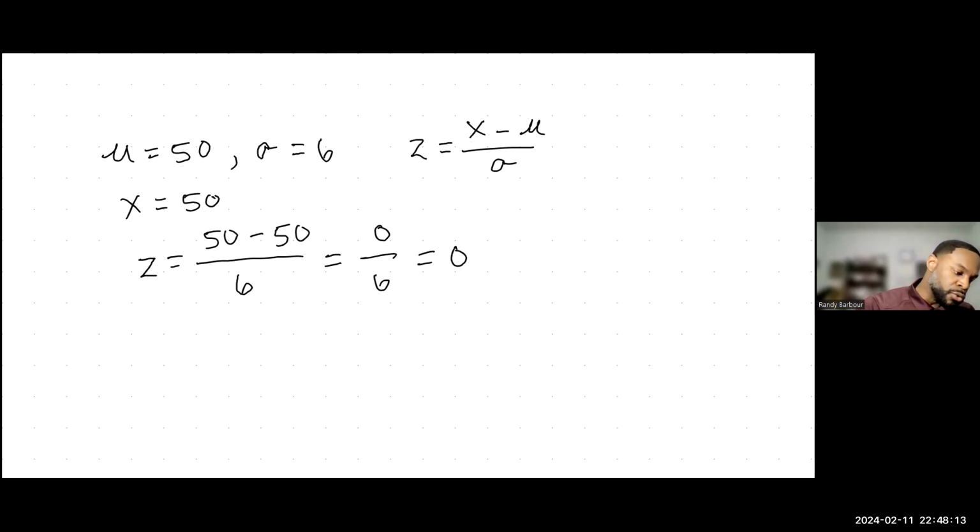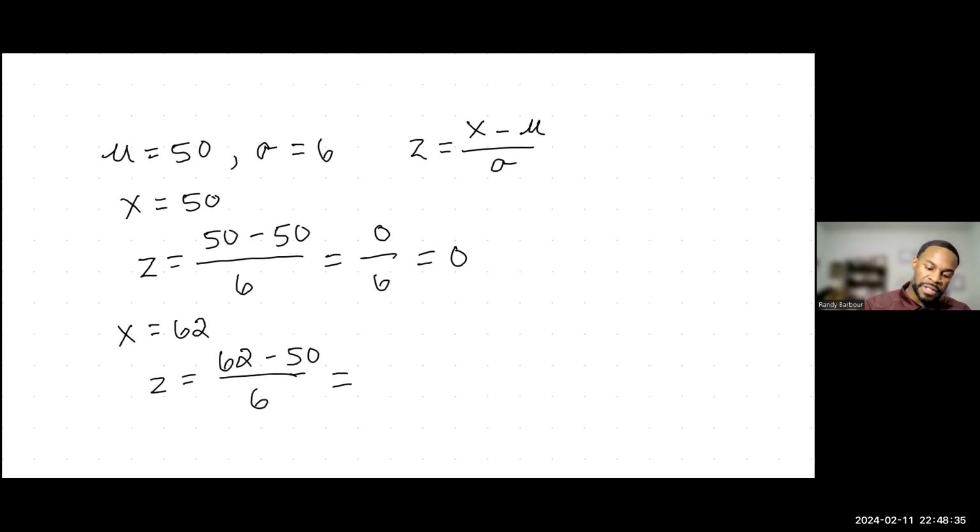Let's do the second. The second one was x equals 62. So if it's x equals 62, then I'm going to go z equals 62 minus 50 over 6.